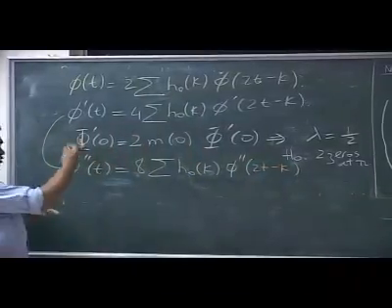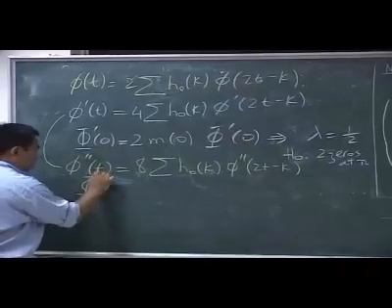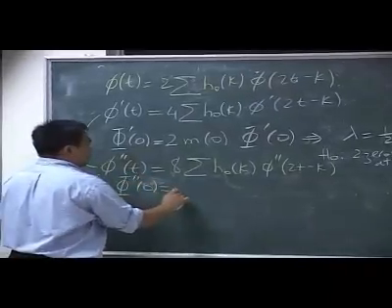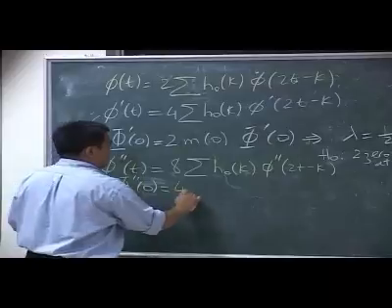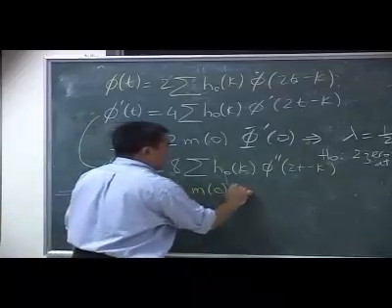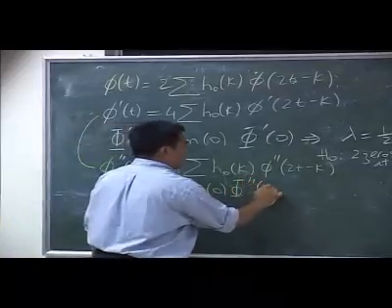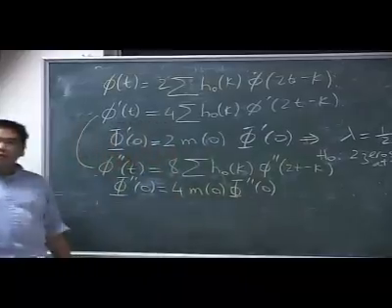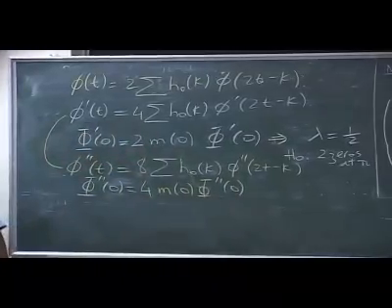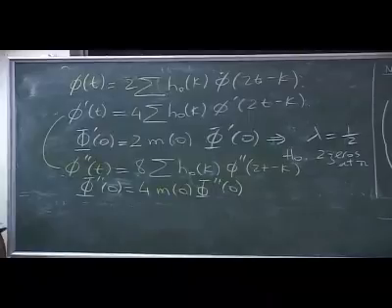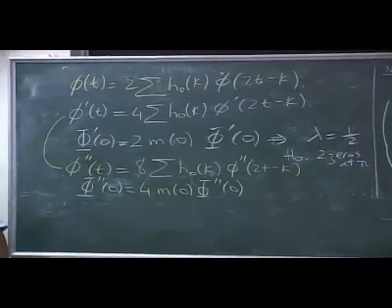So obviously you can generalize this. So phi double prime of 0 will be 4 and 0 phi double prime of 0. So if you want the second derivative not equal to 0, the second derivative exists, so even smoother.